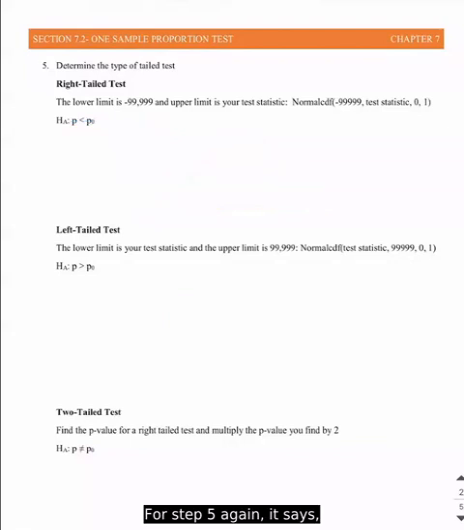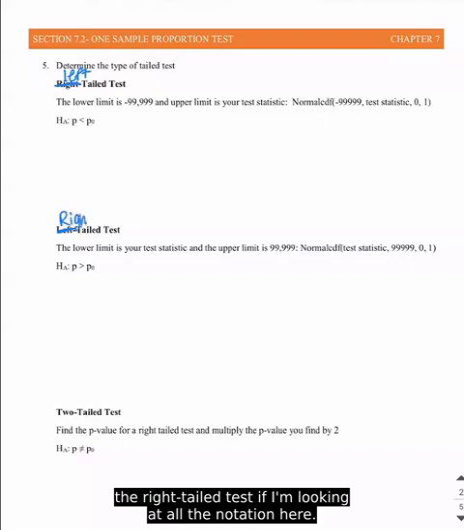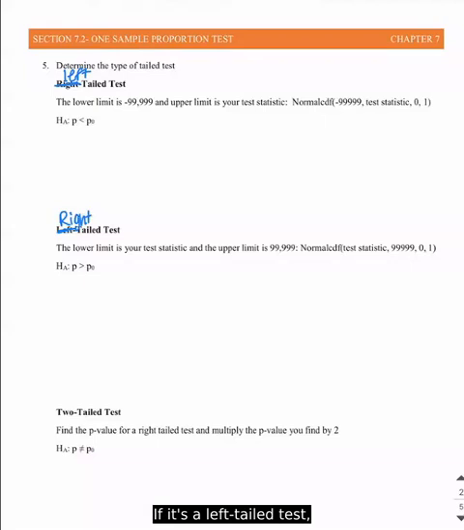All right, so for step 5, again, it says determine the type of tail test. And as I'm looking at this, I notice I do have a typo here, so I'm going to have you cross out. This should be a left tail test, and this should be the right tail test. So if I'm looking at all the notation here, if it's a left tail test, my lower limit is going to be negative 99,999, and the upper limit is your test statistic. And then it's going to be 0, 1, right? So p is less than p naught.